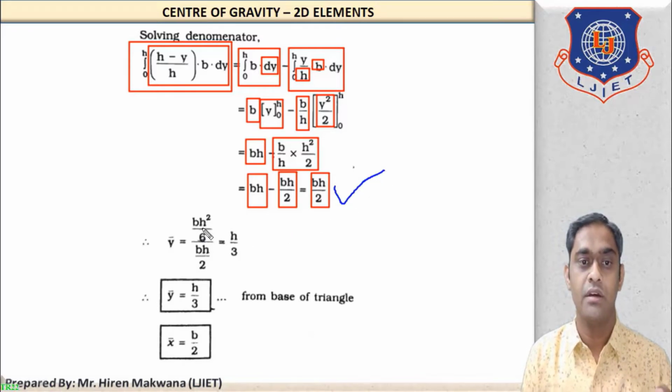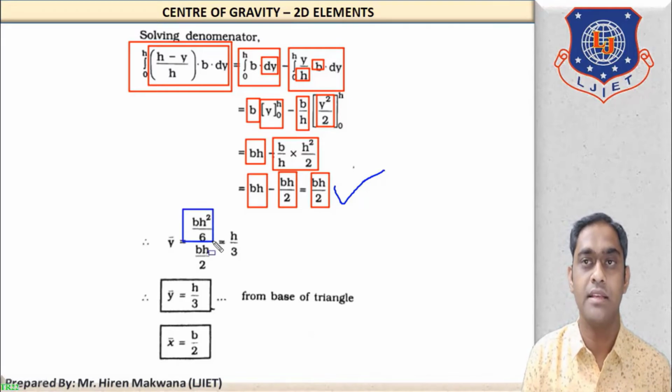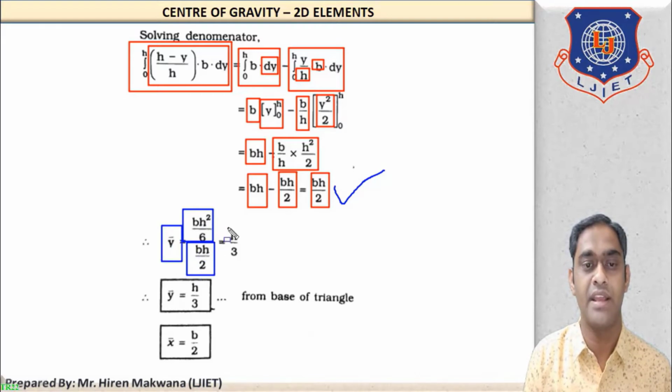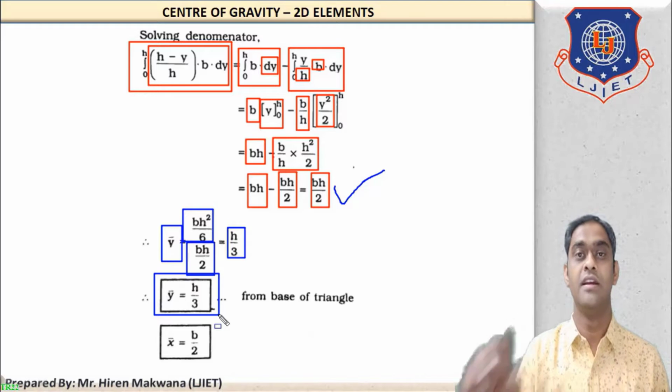What is in the numerator? It is b h square by 6, as we have seen earlier. And what is the simplification of the denominator? It is b h by 2. Now b will be cut out, h one time cut out, and 2 threes are 6. So the final answer for y bar is h by 3. So here is the formula of y bar, which is equal to h by 3.